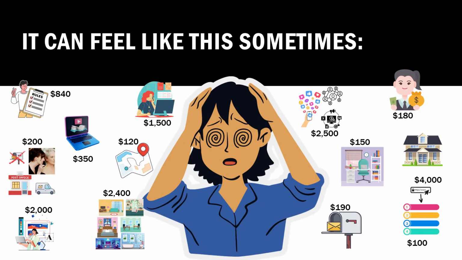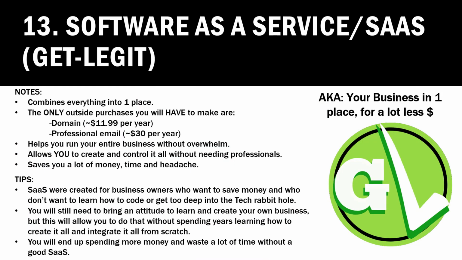Now that we've gone through the list, I know it can feel overwhelming to be where you're at. You probably have a lot of questions still that haven't been answered, and you probably are looking at the price tags of all these separate pieces of software that you're going to have to buy to keep your business functioning online. Well, we have some good news for you. A couple of years ago, people recognized this problem with online business owners, so they created something called Software as a Service, or SaaS. Get Legit is an example of a software as a service.